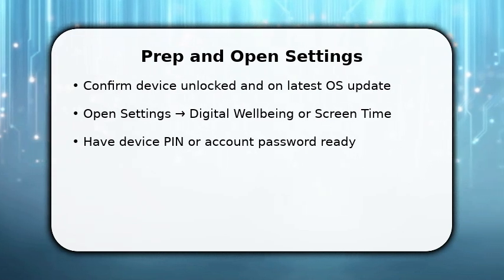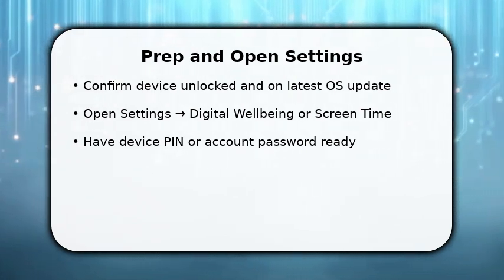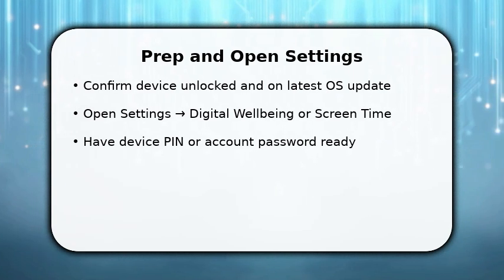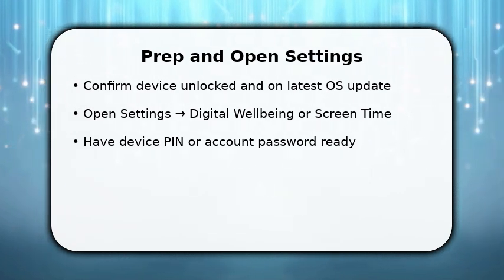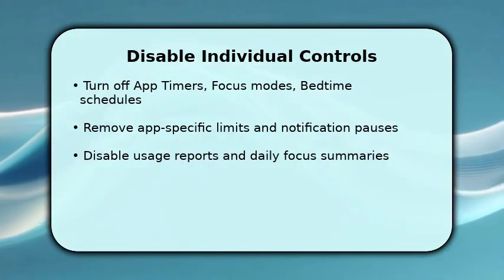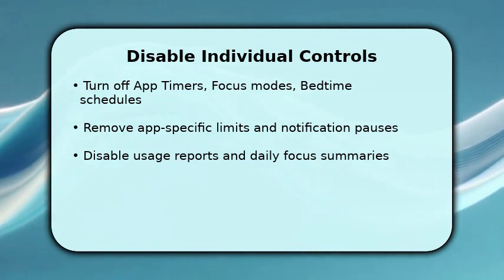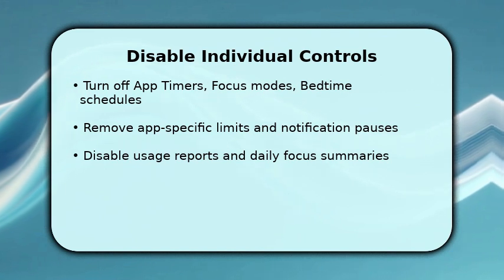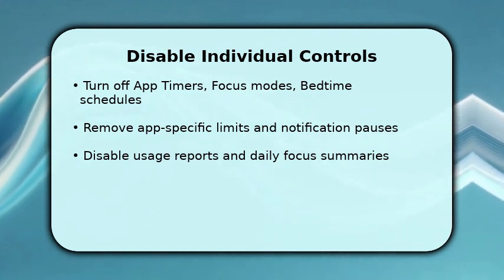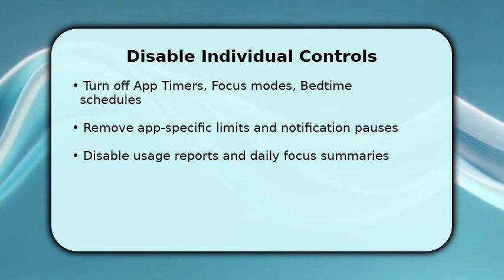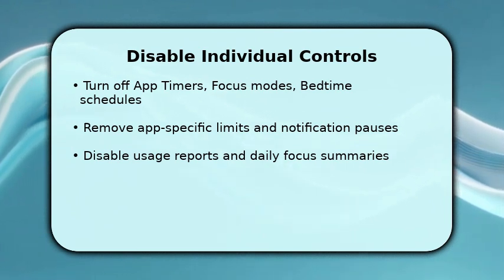Now tap the main toggle or the main summary to access individual features you intend to disable, and prepare for the next config. You'll now remove limits one by one. Tap App Timers and clear timers or delete rules, then go to Focus Modes and switch them off or delete custom modes. Once done, enter bedtime or wind down and disable scheduled starts. Confirm by removing the schedule.